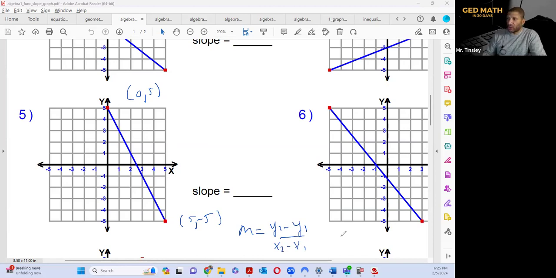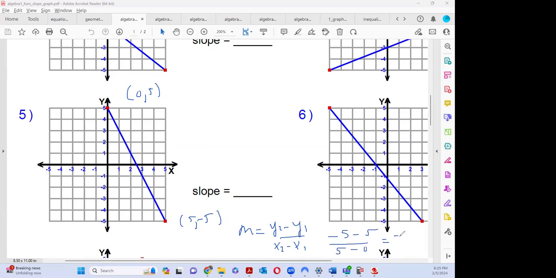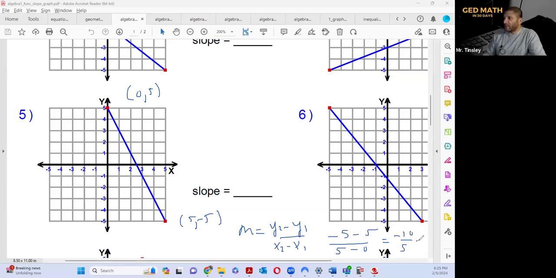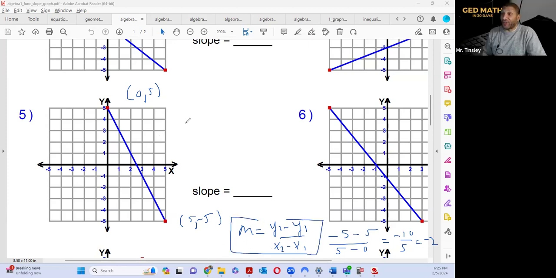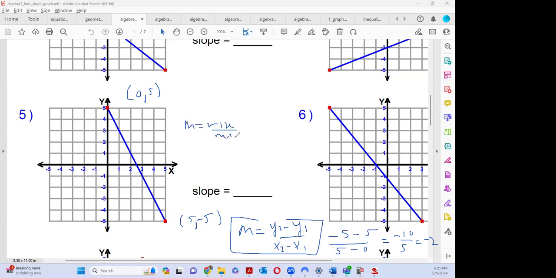I could say y2 is minus 5, minus 5. x2 is 5, minus 0. And I get negative 10 over 5. My slope is negative 2. I could do it that way. When I'm given a graph, I think it's easier because I'm already programmed my mind.